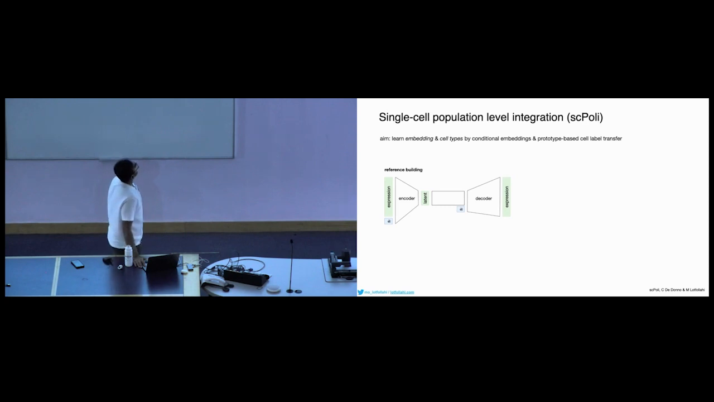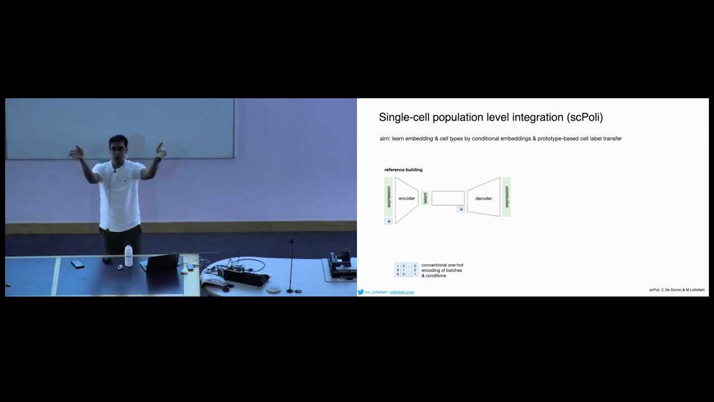So the first model, this is actually a preprint, but it will come out in Nature Methods soon. It's called single-cell population level integration, scPoli. And this is based on conditional VAEs. But in this case, instead of encoding the batch variables using a one-hot encoding, so what we usually do is, for each batch variable, you have an indicator variable, like a one-hot encoding scheme.